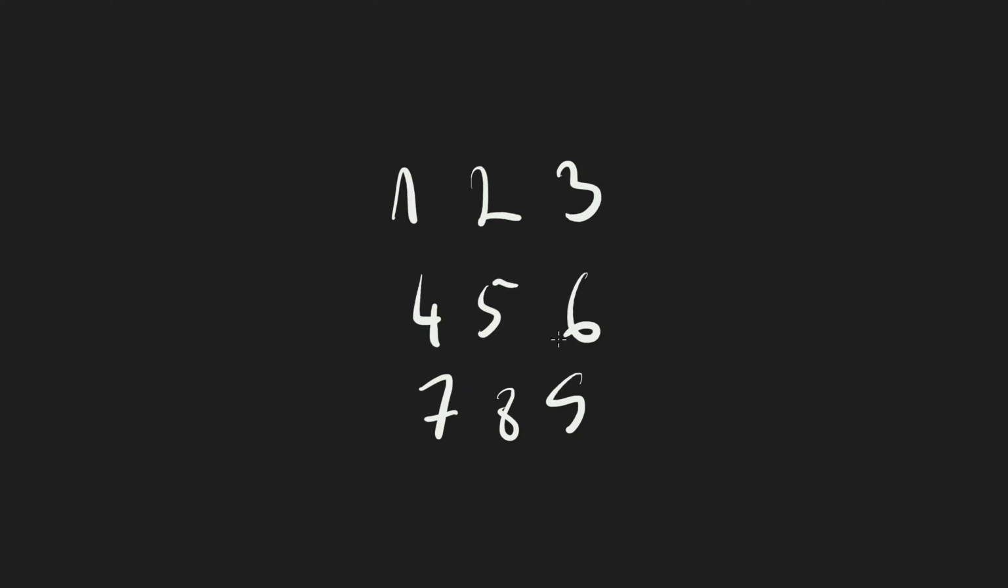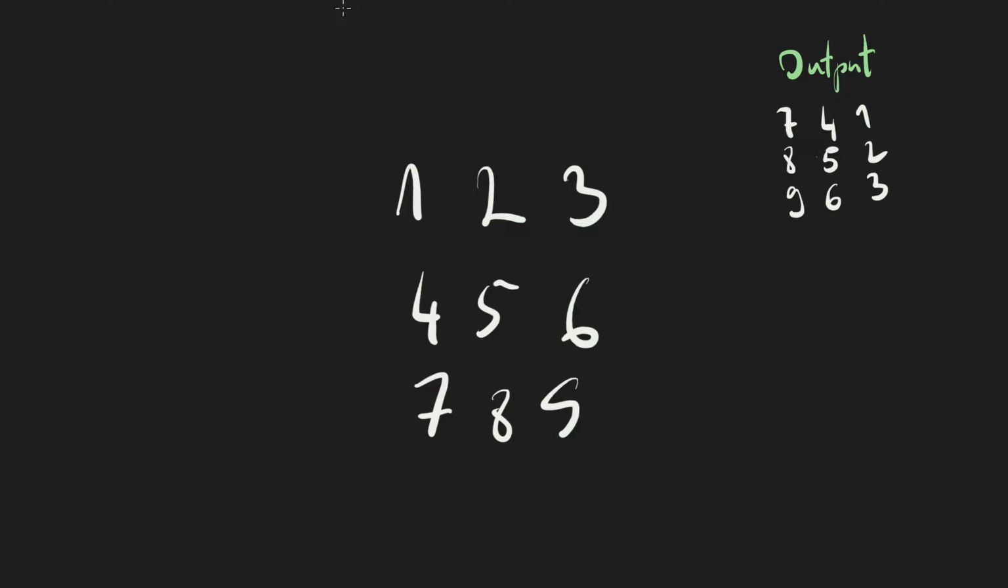Cool. So whenever we have a coding problem that involves matrices, we always need to look at the coordinates and what's happening to them. The number 1 has coordinates of 0, 0, and they become 0, 2. And the number 2 has the coordinates of 0, 1, and they become 1, 2. So we're not seeing any pattern here.